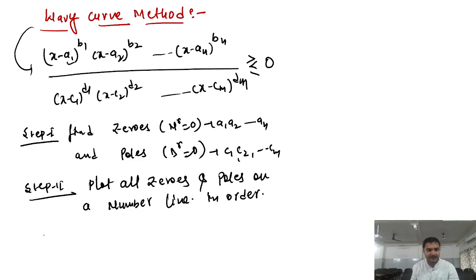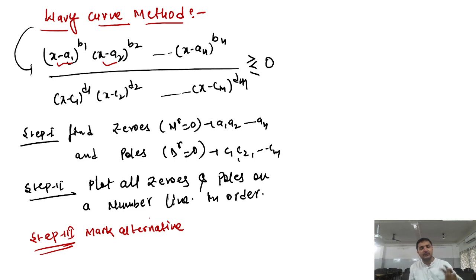Next, step 3: mark alternative signs. Look, keep in mind we have x minus a1, x minus a2. Do not make it a2 minus x, or you'll get a different answer. If it is a2 minus x, we'll make it x minus a2 by taking minus common or multiplying by minus. In this standard form we need to convert first in order to solve the question. That's what I have done to make it student friendly so that they won't be confused. We'll make it a unified solution.